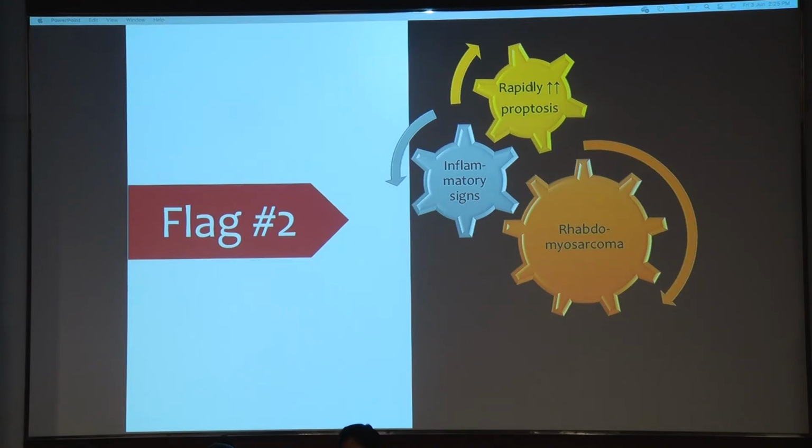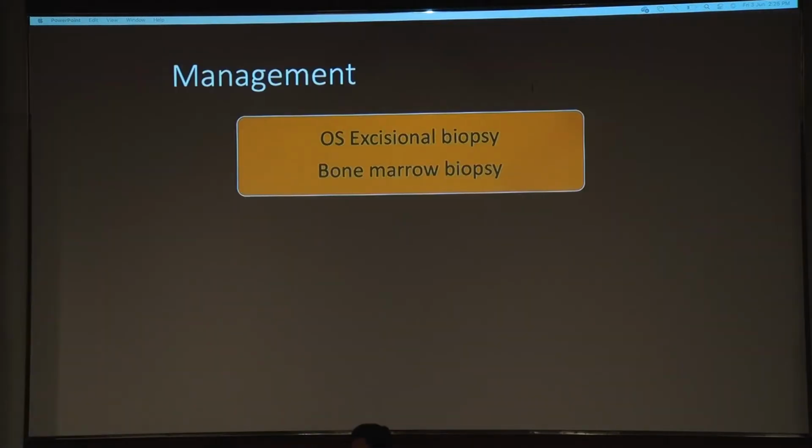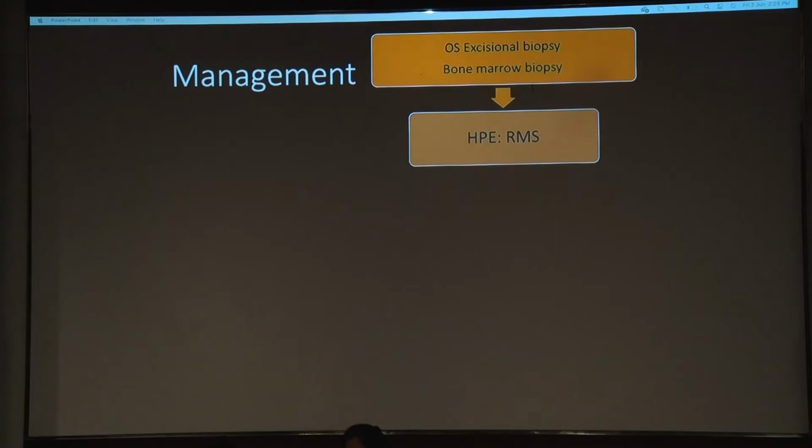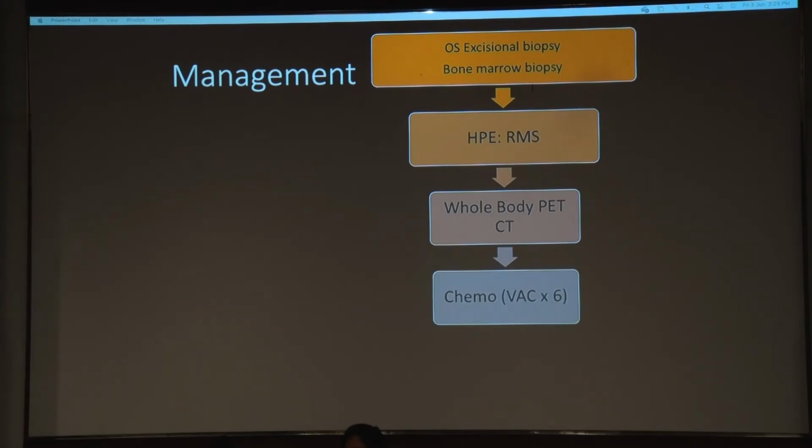The flag number 2 is that in a child presenting with rapidly progressive proptosis with inflammatory signs, do not forget to rule out rhabdomyosarcoma. She did well with an excisional biopsy that confirmed the diagnosis as well, followed by chemotherapy and radiation.